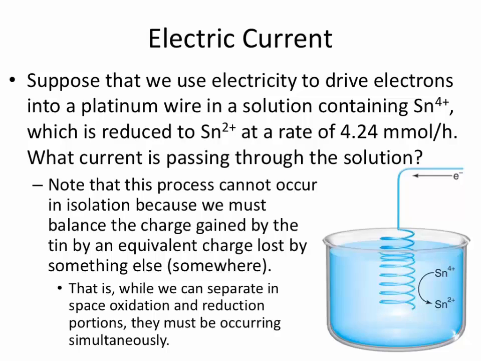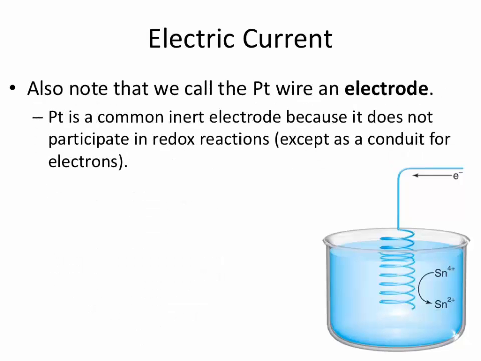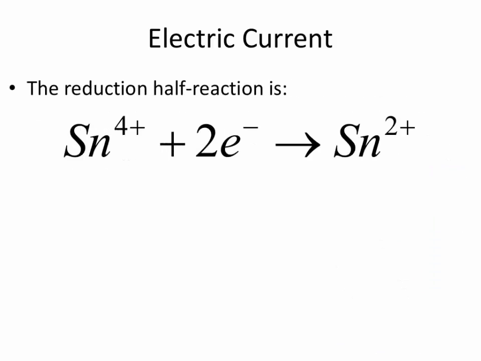Now note that this process cannot occur in isolation because we must balance the charge gained by the tin by an equivalent charge lost by something else, somewhere. That is, while we can separate in space oxidation and reduction portions, they must be occurring simultaneously. Also note that we call this platinum wire here an electrode. Now, platinum is a common inert electrode because it does not participate in redox reactions except as a conduit for those electrons.